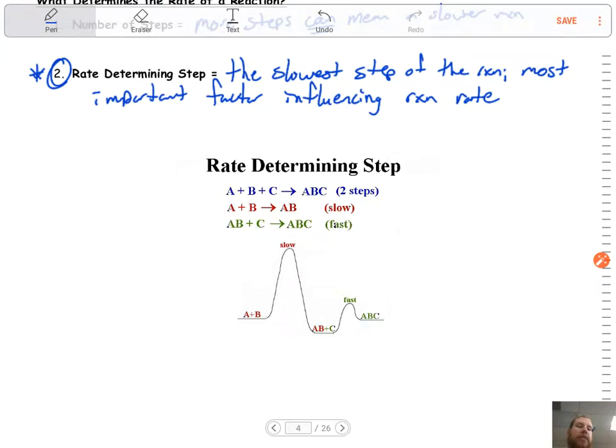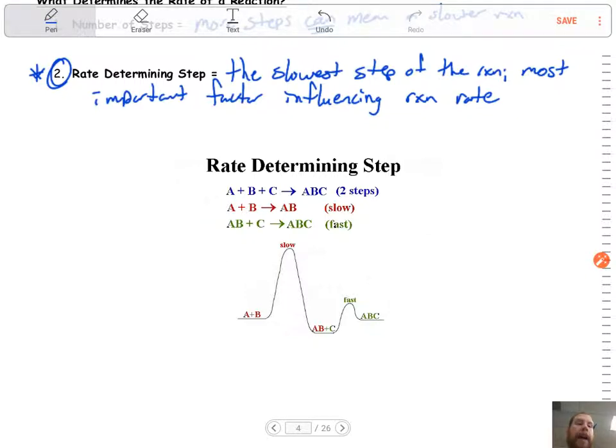So if we look at this reaction pathway, and we're going to be looking at these graphs a lot throughout this unit. Okay, A plus B plus C yields ABC. Well, that doesn't just happen in one step. Okay, we've been writing it so that reactions look like they just come together. There's a lot more going on than that.